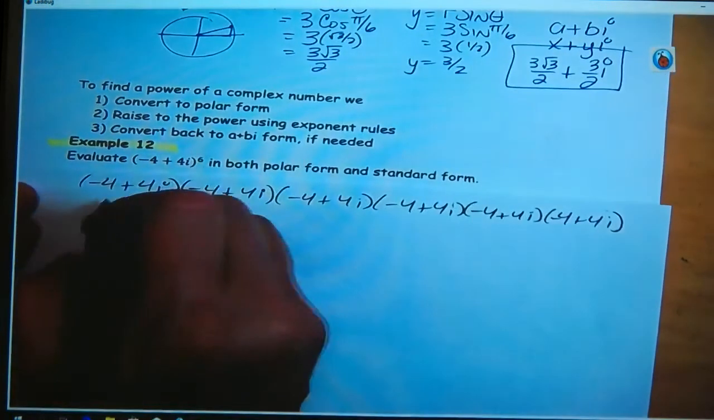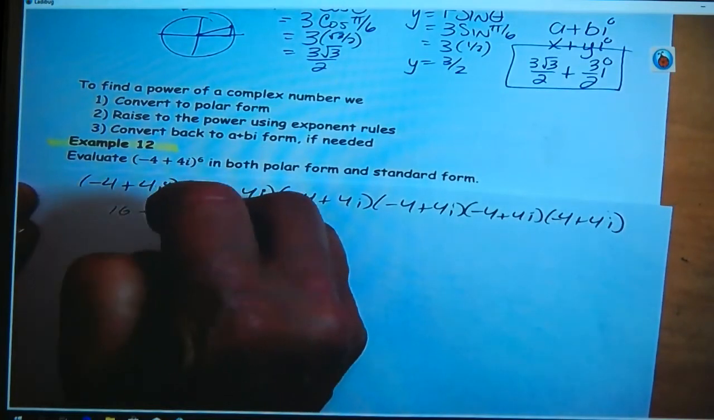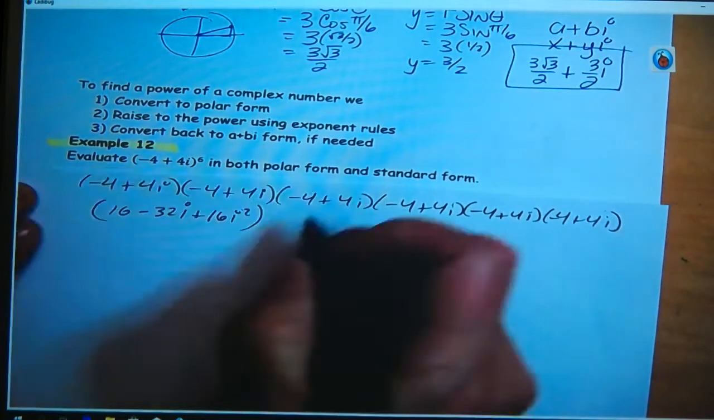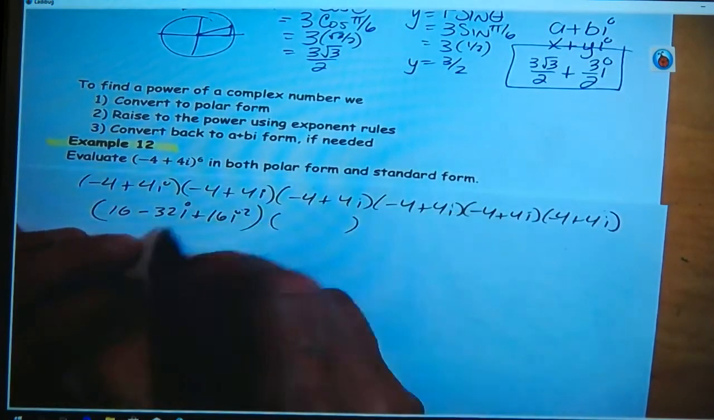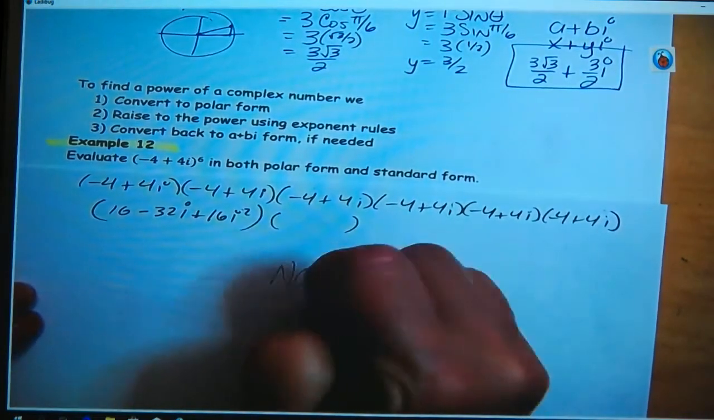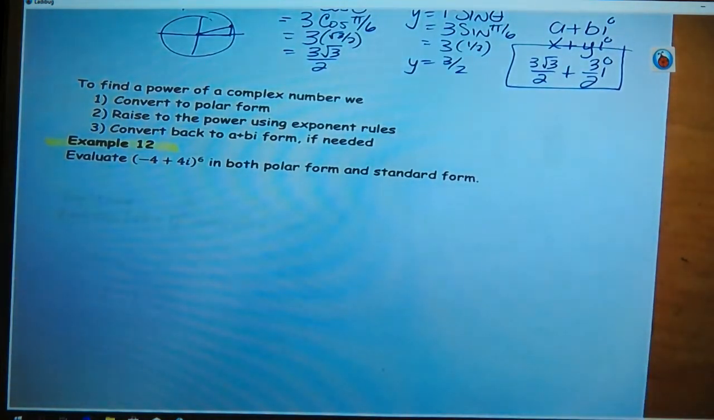Otherwise we'd have to FOIL this out and get 16 minus 32i plus 16i squared. Simplify that and distribute it with this one. Simplify that and distribute it with this. Oh my gosh, not going to do it. All right, there's got to be an easier way, and some mathematicians said the same thing.